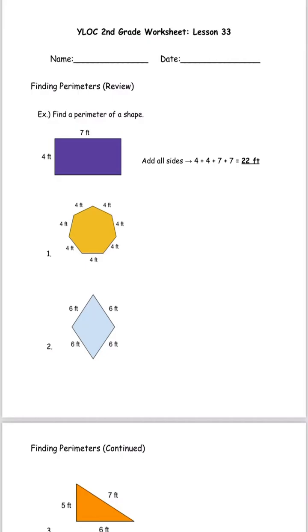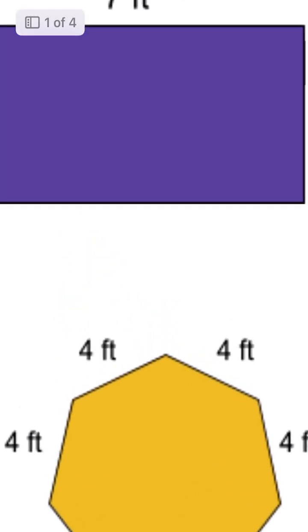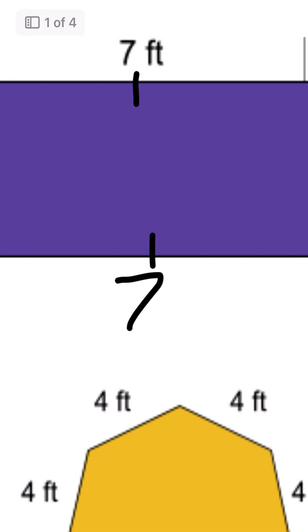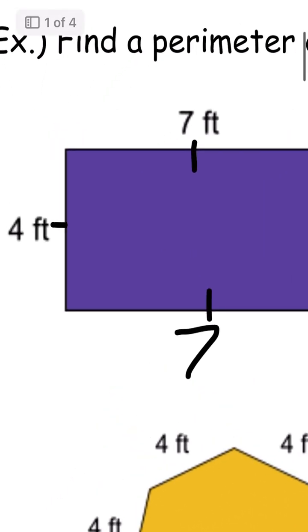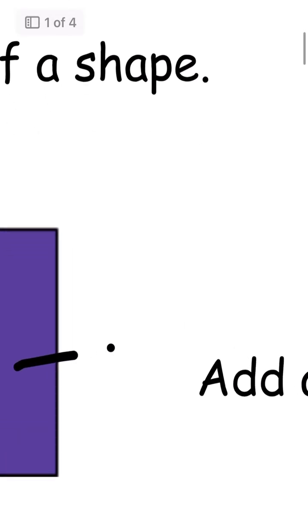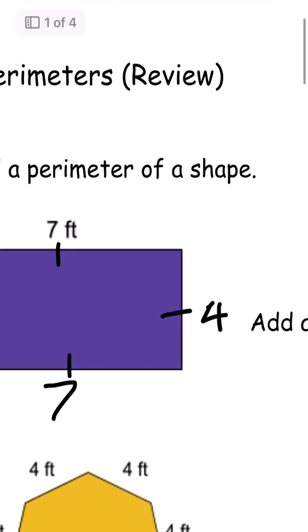Hello, today we're going to work on lesson 33 and we're going to first find parameters. So this is a review from last week's. So here's an example for those of you who forgot. These two sides are going to have the same length and these two sides have the same length, right? So this side is also going to be 4.